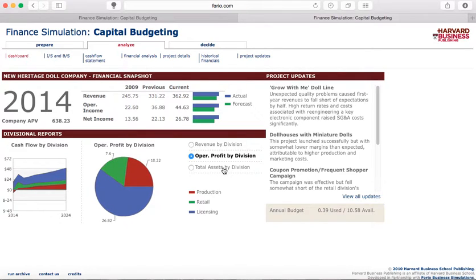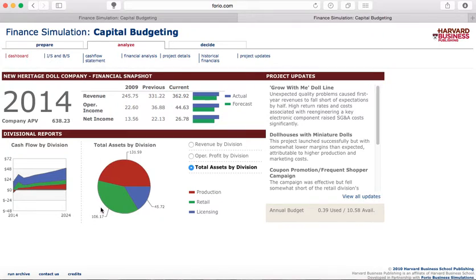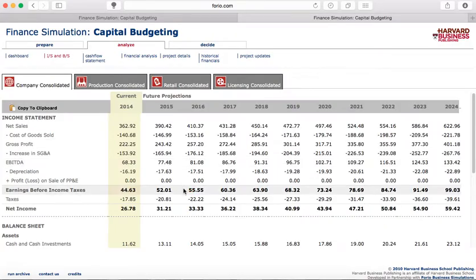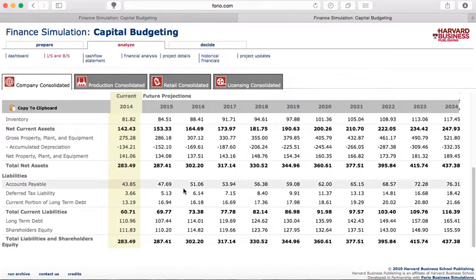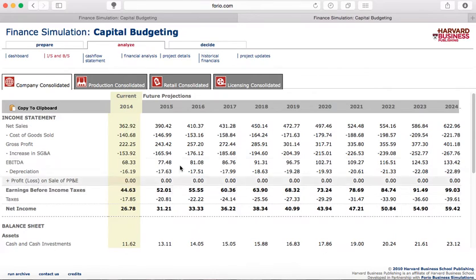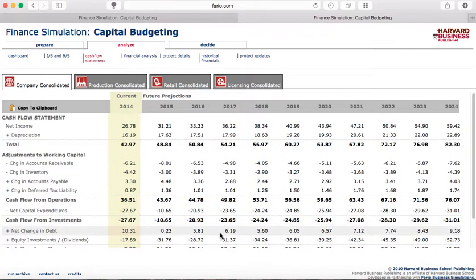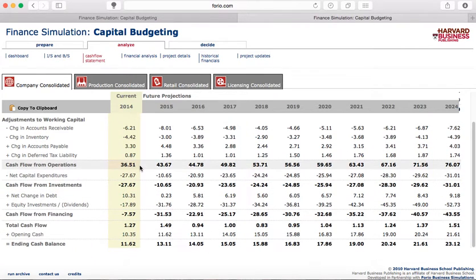We can once again compare these assets. Once again, between production and retail they are very close. But looking at these, this does look very good. Cash flows, once again, these numbers do equal out, and we still have a positive cash flow that has been increasing, which is what we want.